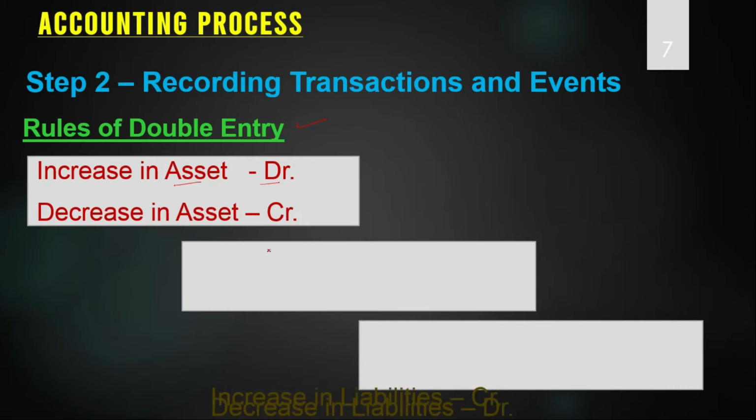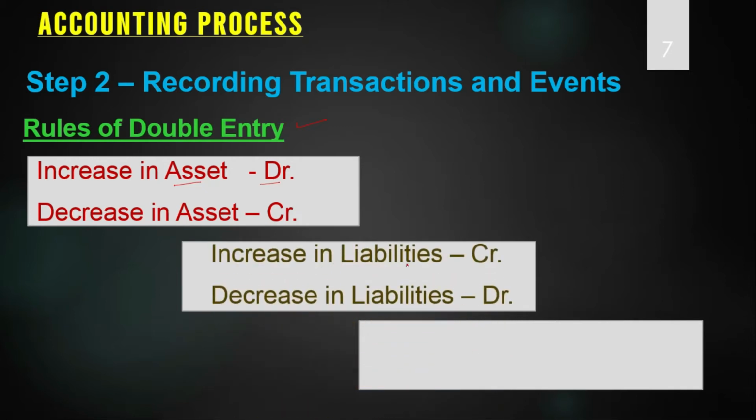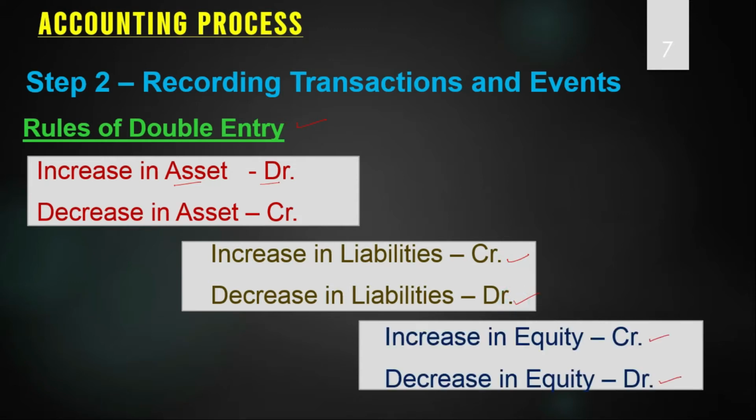What is the rule for liabilities? It is increase in liability credited, decrease in liability debited. You will see that the rules for the liabilities and equity are same.